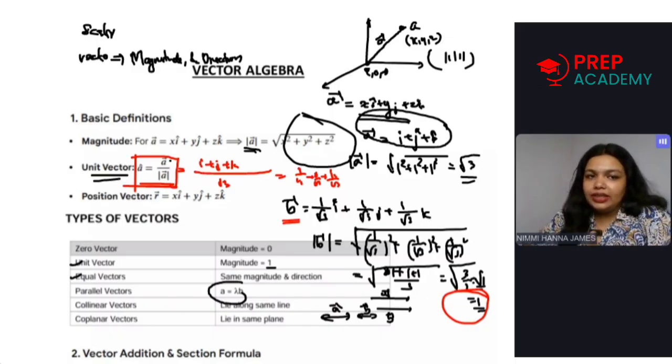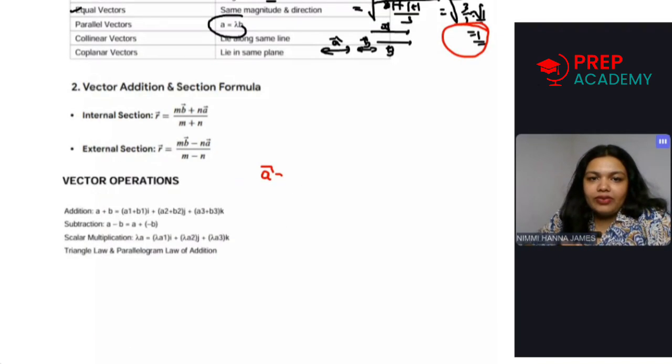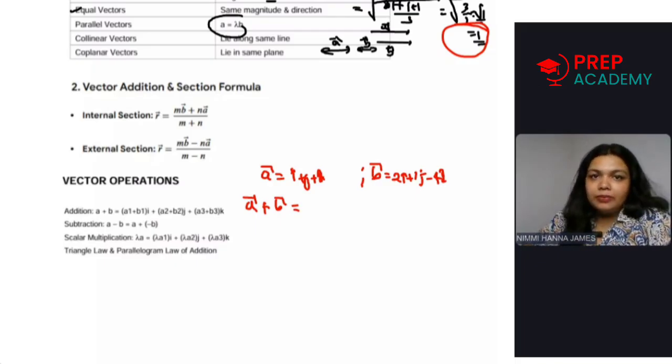That is, two vectors are there. How do we add them, subtract them, or multiply them? A vector is equal to i plus j plus k, and B vector is equal to 2i plus 3j minus 4k. So these are the two vectors. For addition, A vector plus B vector, we add the i components with each other, and j components and k components, the corresponding components only.